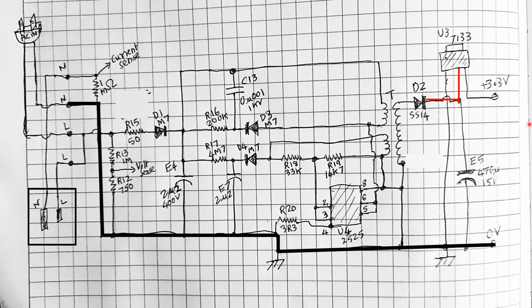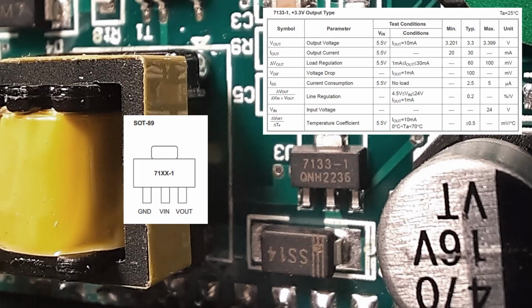Then the output of this, the 5.4 volt, essentially goes to a linear regulator, which is a 7133-1, which produces a 3.3 volt output. That's shown here. You can see the output pin is here, the input comes from the diode, the 5.5 volt input, and this is the ground pin.